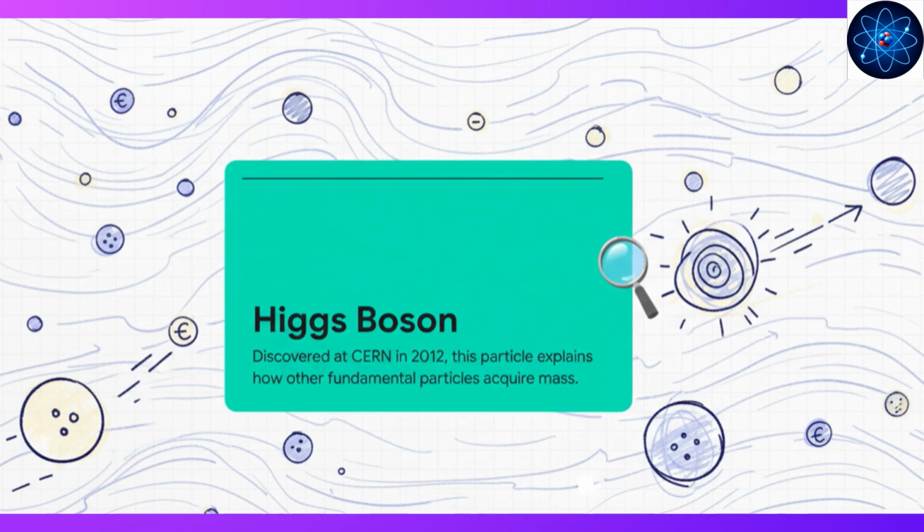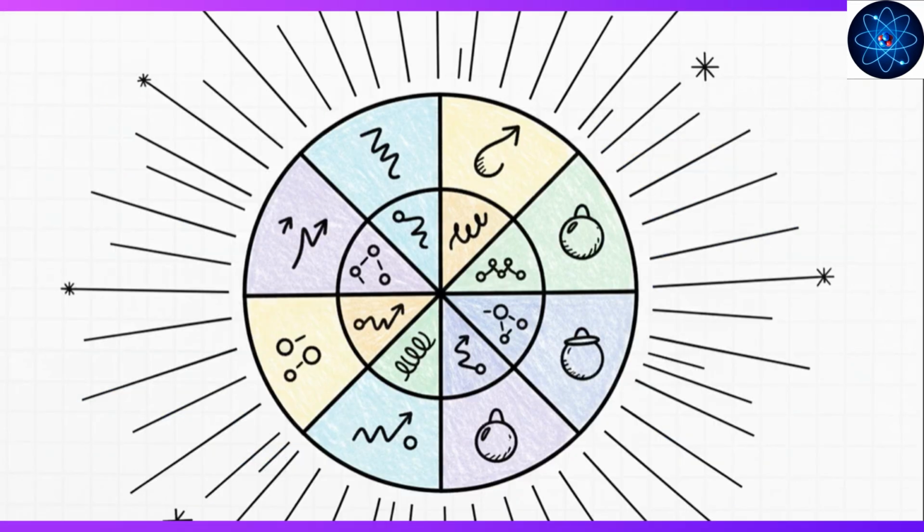So there it is, our whole map. 17 fundamental particles. And the power of this model is just staggering. These particles and the rules they follow can successfully predict the outcome of basically every single particle experiment we've ever done. It is, without a doubt, one of the most successful theories in the entire history of science.